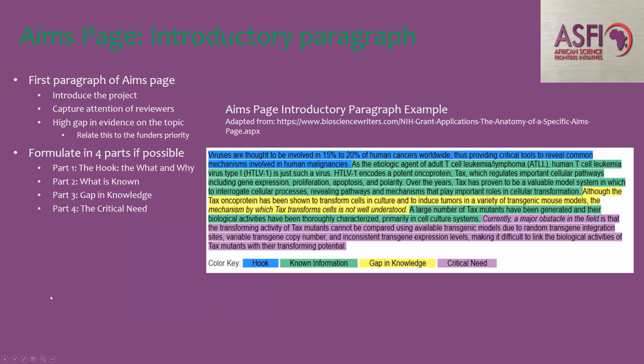Okay, so the first paragraph of the EMS page introduces the project. It should capture the attention of the reviewers. It should provide the gap in the evidence. Before the funders announce a project, they already identify an area where there is a gap and which is a priority area for them. And so you should be able to capitalize on that to show the gap in evidence on that topic and as it relates to the funders' priority. Okay? And so this paragraph should have 4 parts.